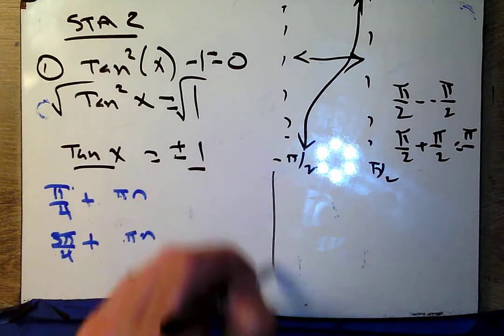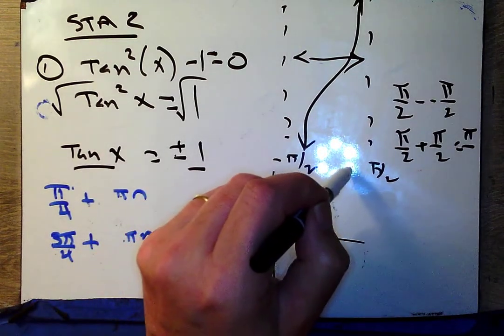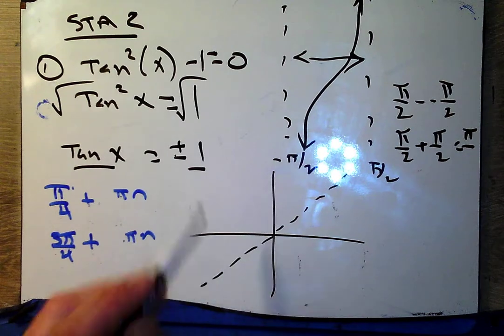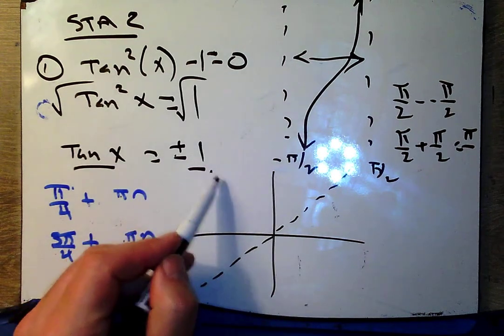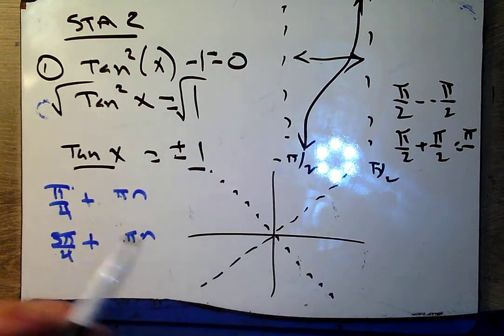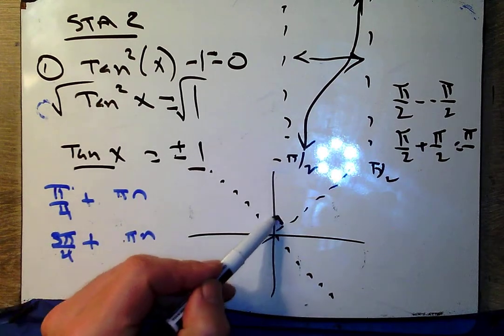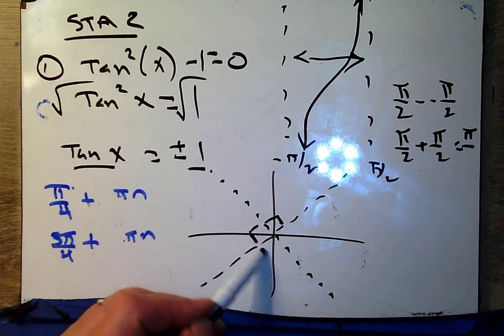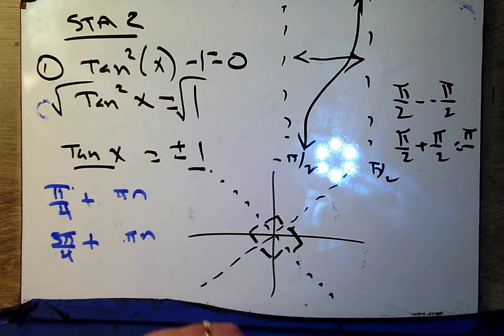But let's go back for a moment to our original solution. We had pi over 4 and 5 pi over 4. We had 3 pi over 4 and 7 pi over 4. Do you see it? They're all pi over 2 apart from each other.